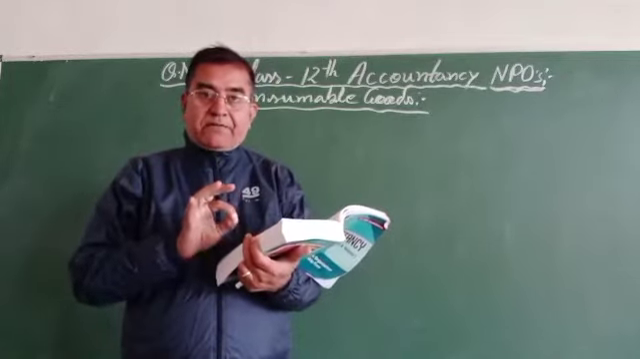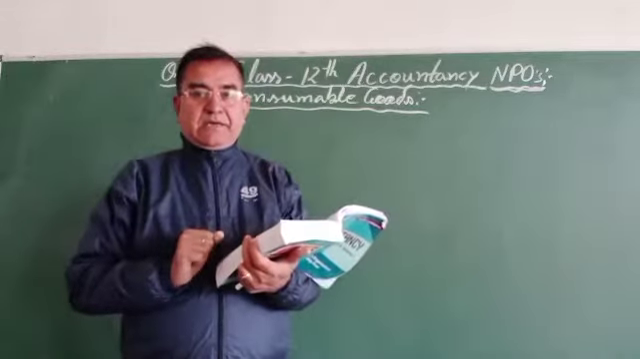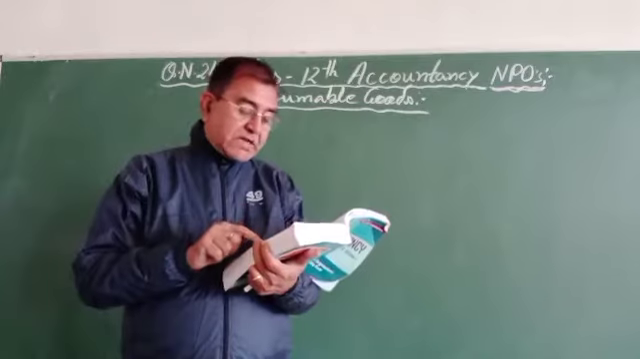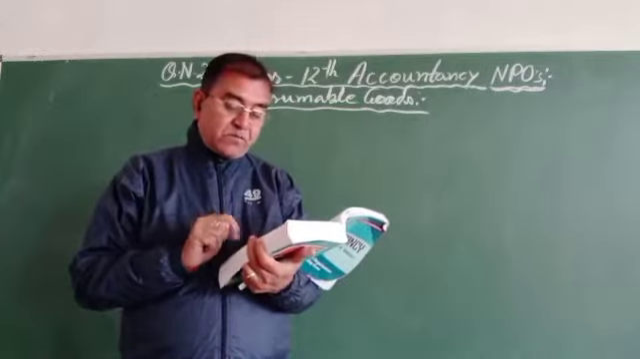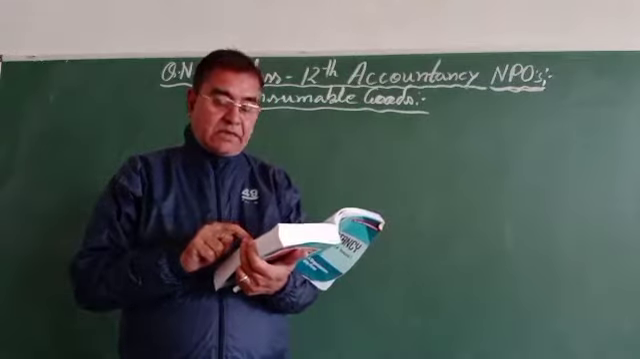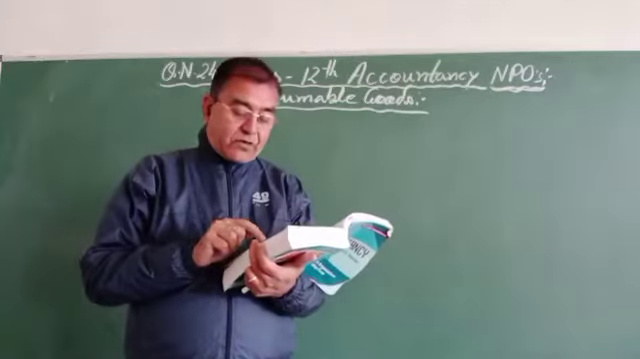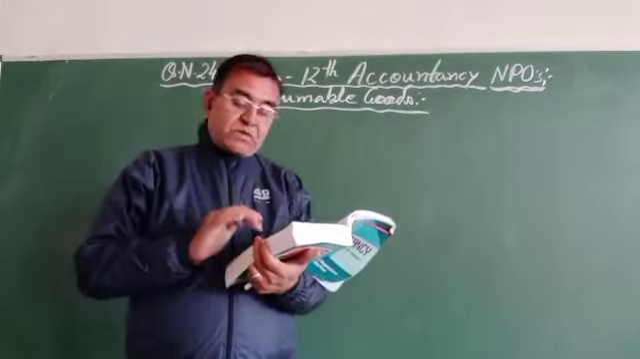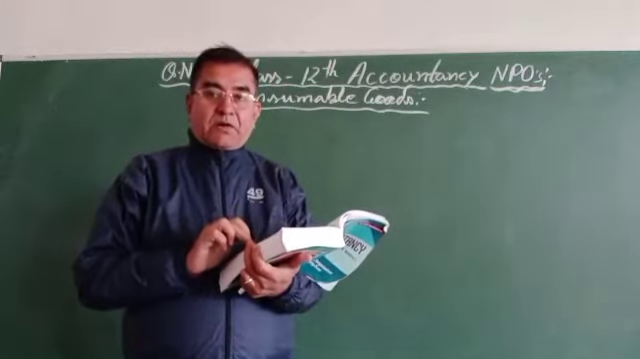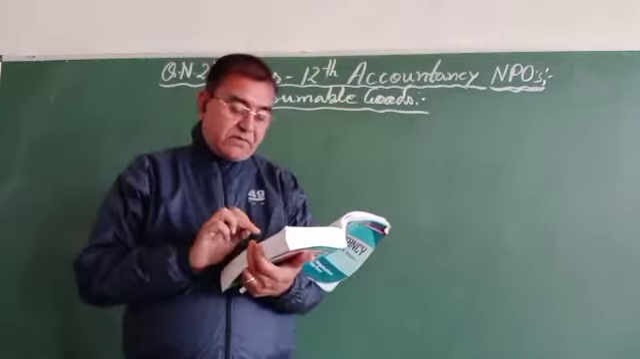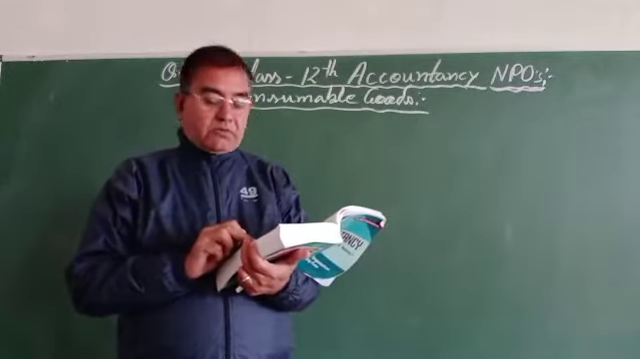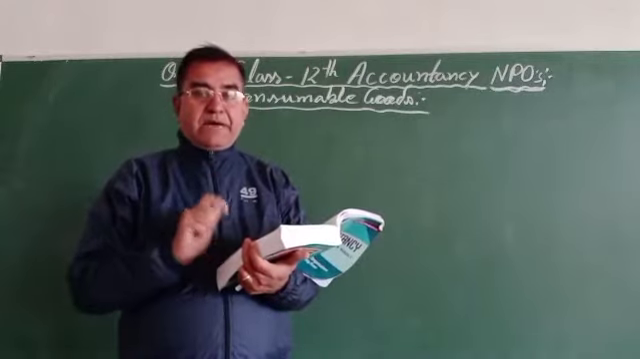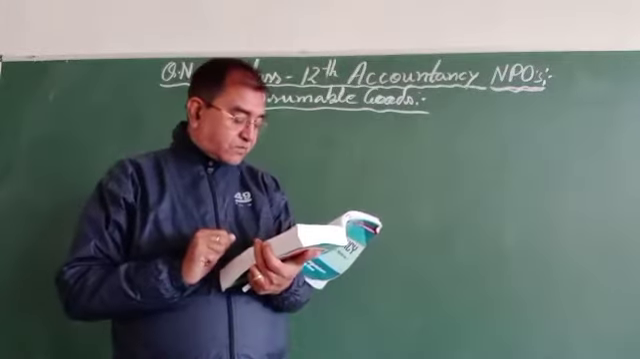Now read the information carefully. The opening stock is 50,000 and the closing stock is 45,000 more than the opening stock, which means the closing stock will be 50,000 plus 45,000 equals 95,000. That will be the closing stock.